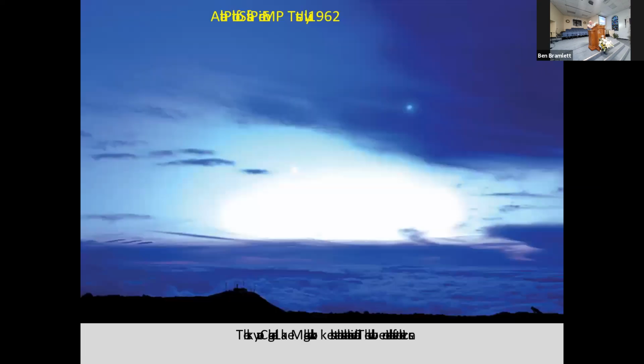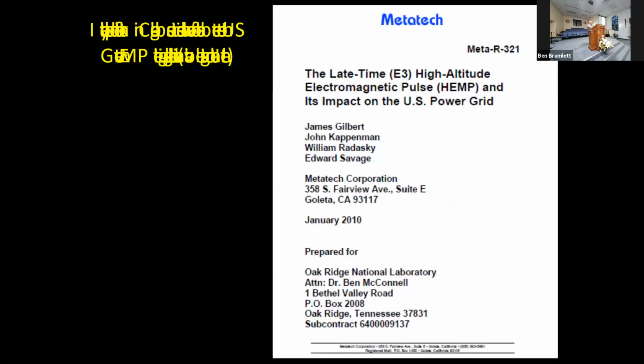Okay, why do I pick Chicago? Well, this is what it would look like. I know all this Klingon looking stuff is kind of confusing. But anyhow, that is actually a picture from the Starfish Prime nuke EMP test in 1962 that the Americans did. That's what it would look like. The sky would light up. Okay.